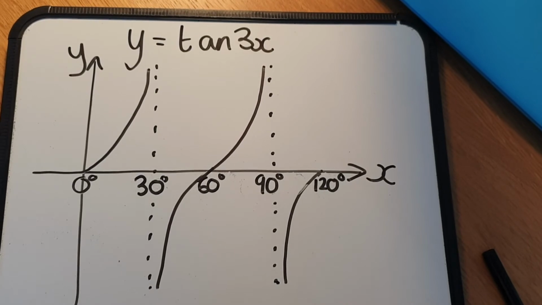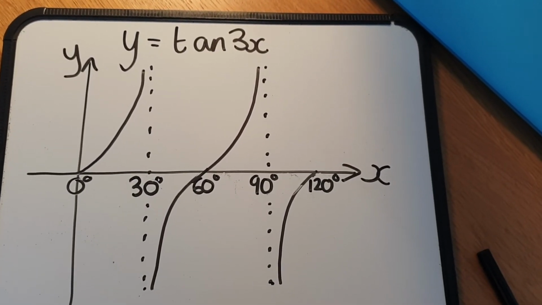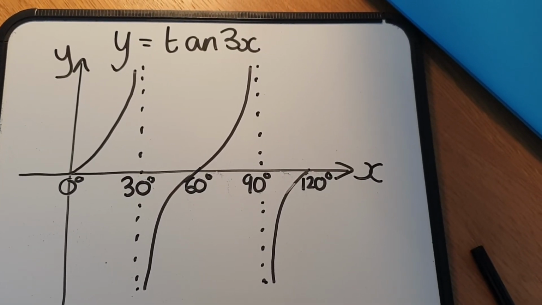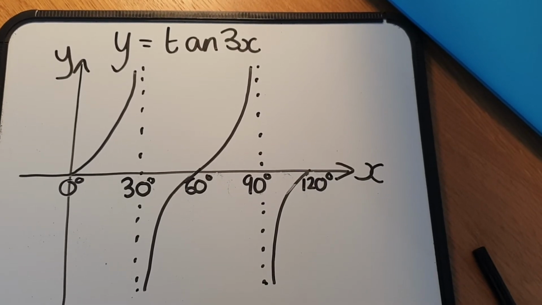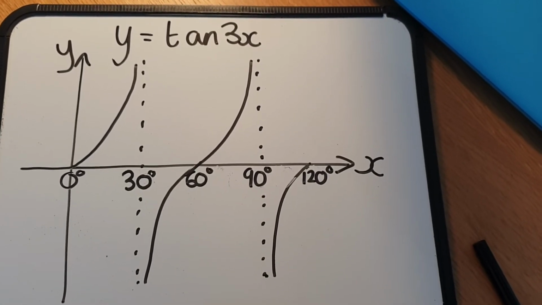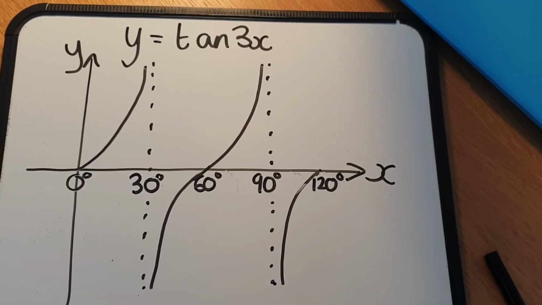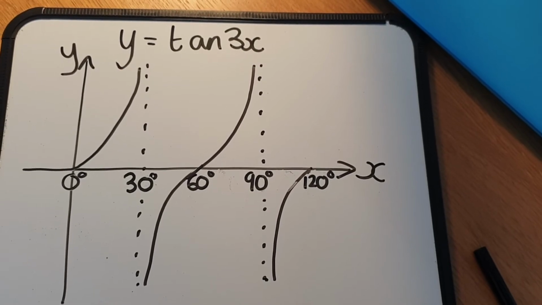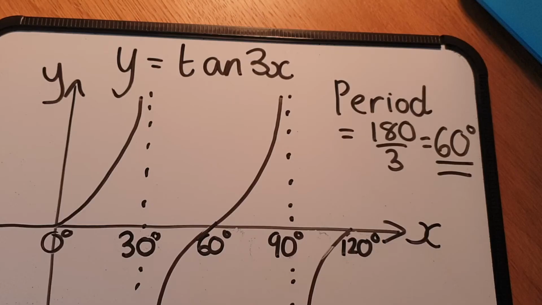So you're not normally asked to draw. What you could be asked is they could give you a function, so they could say y equals tan 3x, and then ask you for the period of the graph. Now, tan is different from sine and cos. Sine and cos, if it was sine x or cos x, the period would be 360 degrees, but in tan it's 180 degrees. So the period of this graph, you would have to divide the 180 by the 3.